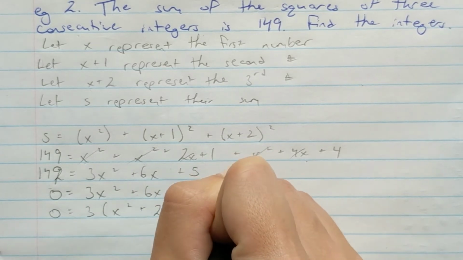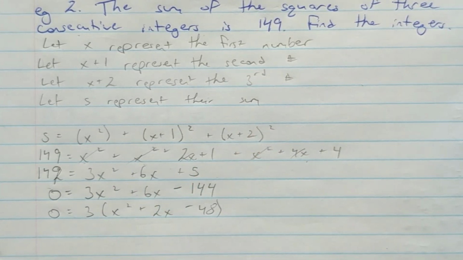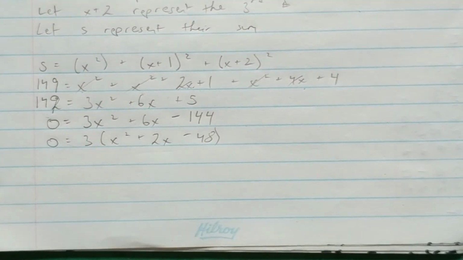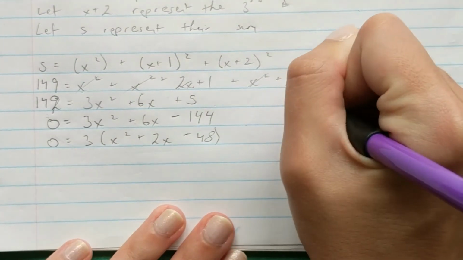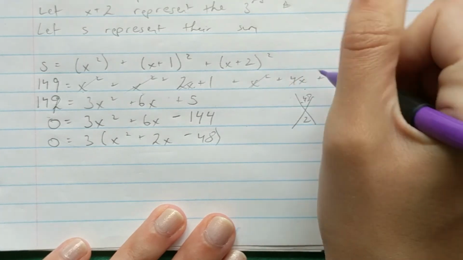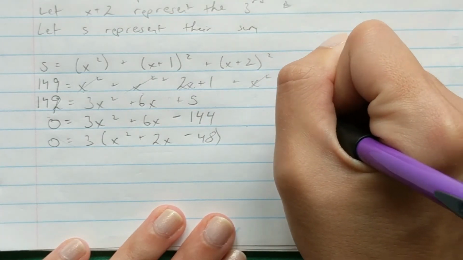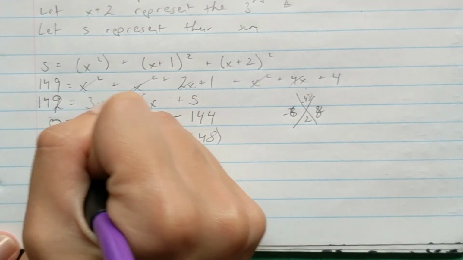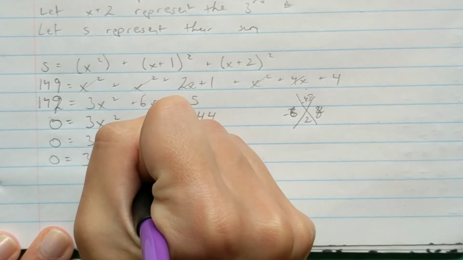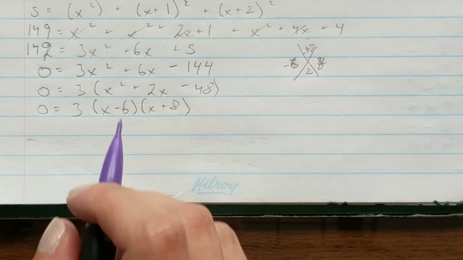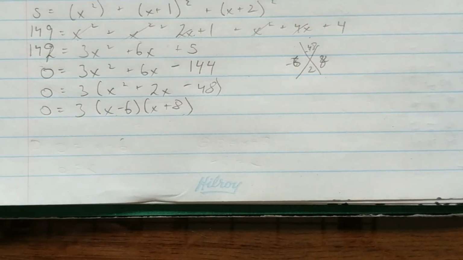I'm looking for two numbers that add to 2 and multiply to negative 48. Let's write them out over here. Two numbers that multiply to negative 48 and add to 2. Those two numbers are negative 6 and positive 8. So I can go ahead and factor this to be x minus 6, x plus 8. Okay, so I need to find x by setting these two brackets equal to 0.